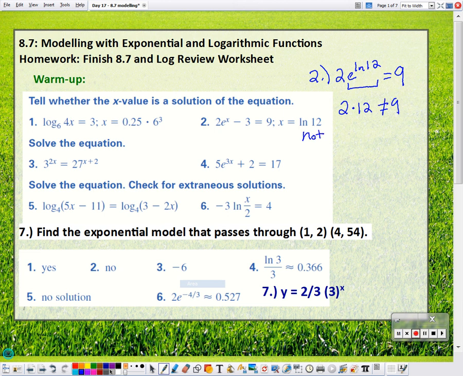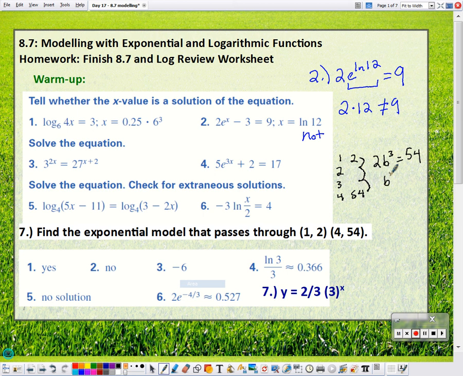The second one I want to take a look at is number 7. It says find the exponential model that passes through (1, 2) and (4, 54). Well, to get from (1, 2) to (4, 54), I'm thinking to myself, all right, 1, 2, 3, it takes 3 times whatever b is. So I write the equation, 2b cubed equals 54, because if I multiply 2 times 3 additional b's, I'll get 54.